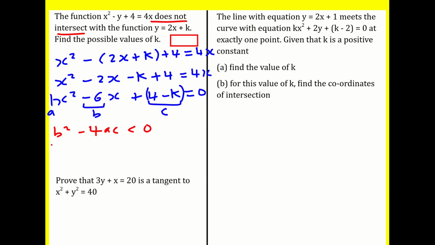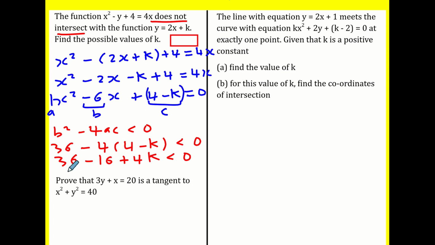And that means I'm going to get 36 minus 4 times 1 times (4 minus k) is less than 0. And I've created an inequality to solve. 36 minus 16 plus 4k, expanding that bracket, is less than 0. So this is equal to 20, I'm going to get 4k is less than minus 20, and hence k is less than minus 5.